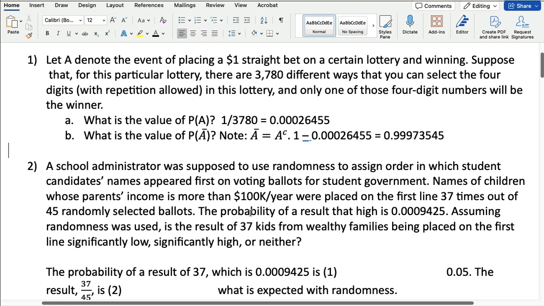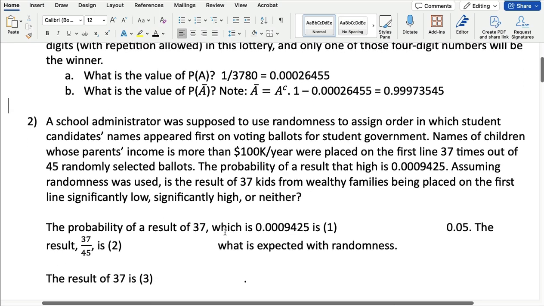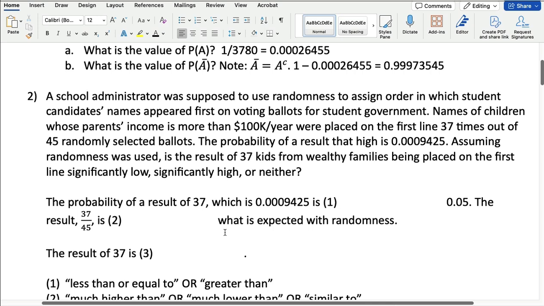0.99973545 is what we call a near certainty. So that's question number 1. Let's go to question number 2.